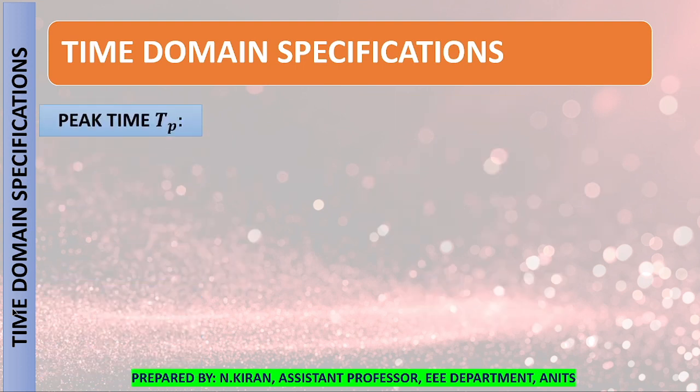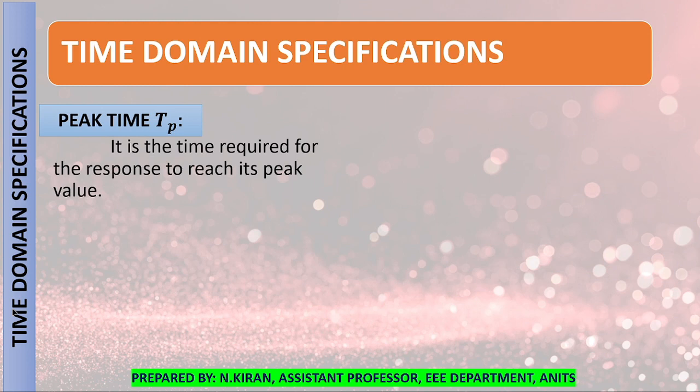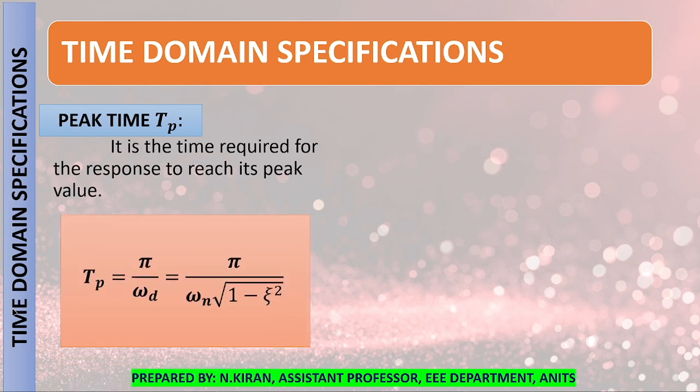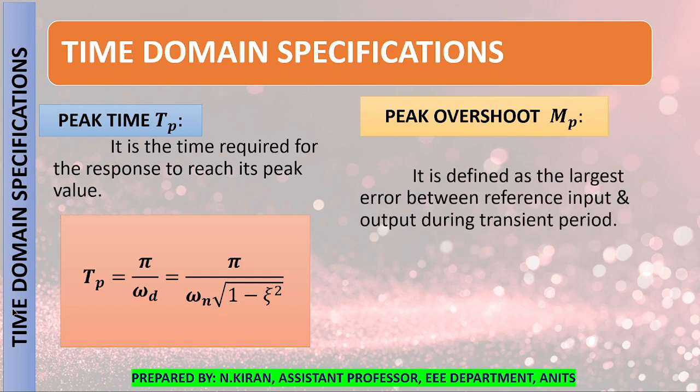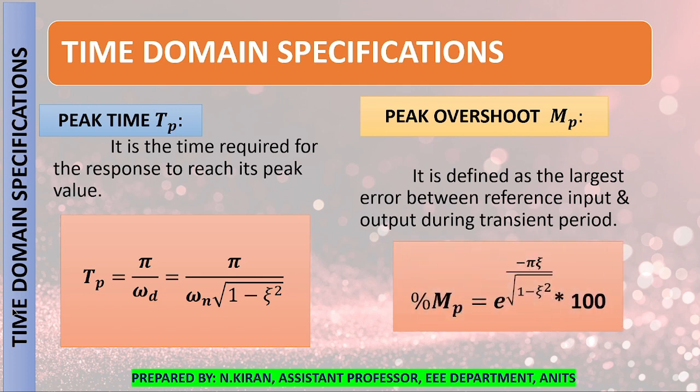The third time domain specification is peak time. It is denoted by TP. It is defined as the time required for the response to reach its peak value, and mathematically it is given as TP is pi divided by omega d, or pi divided by omega n into root over 1 minus zeta square. The fourth time domain specification is peak overshoot, denoted by MP, and it is defined as the largest error between reference input and output during transient period, and mathematically it is given as percentage peak overshoot is e power minus pi zeta by root over 1 minus zeta square, into 100.